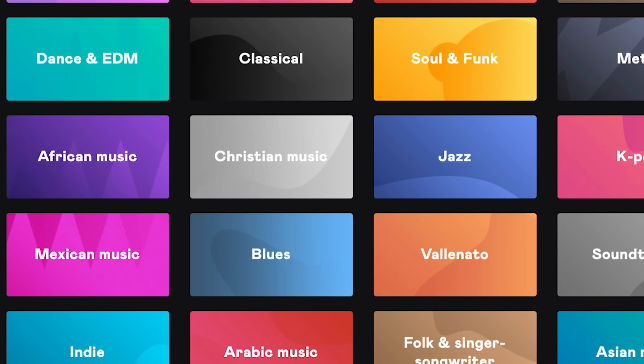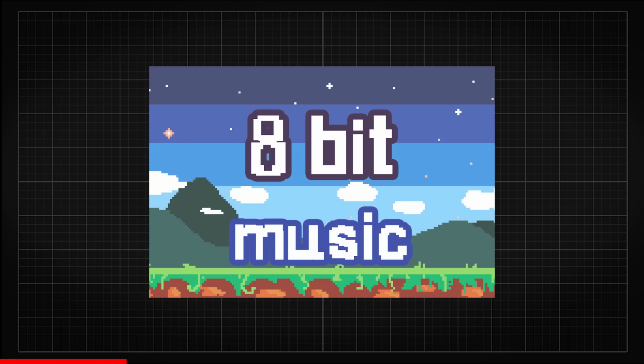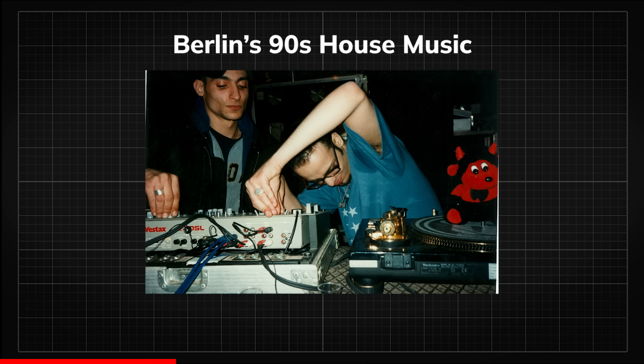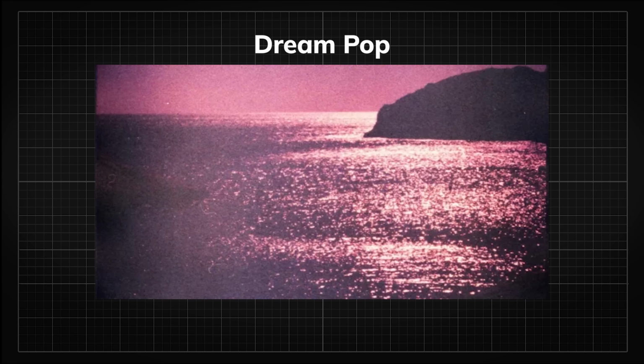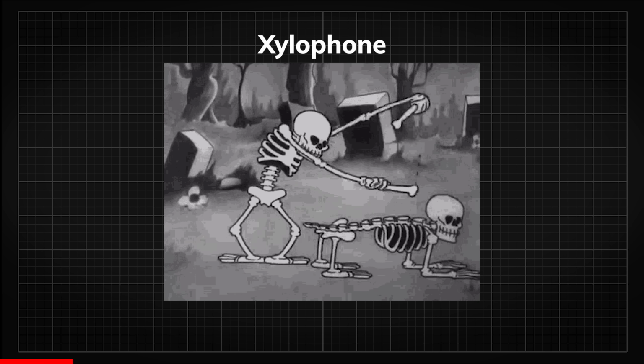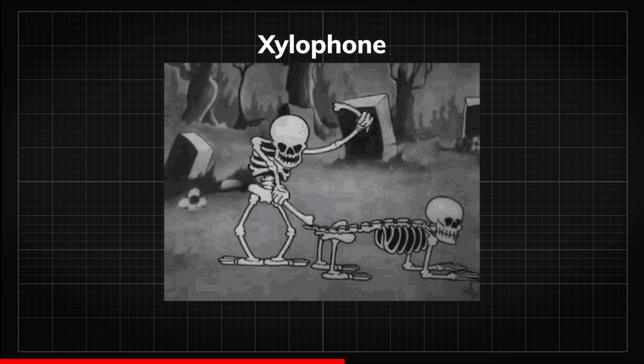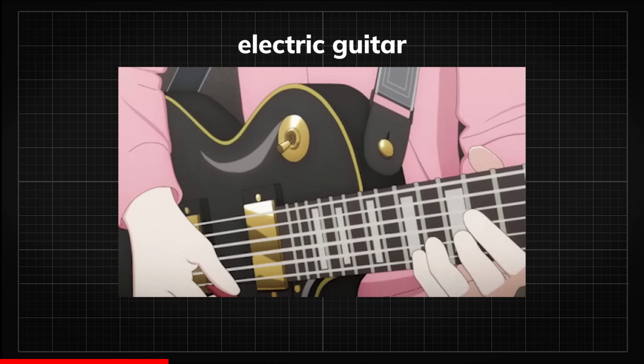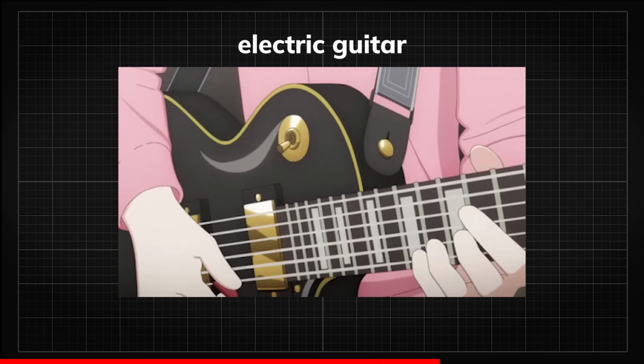MusicLM can also easily generate different genres of music, from 8-bit, to Berlin 90s house, to dream pop, or play the xylophone. Electric guitar, or even the experience level of a musician.